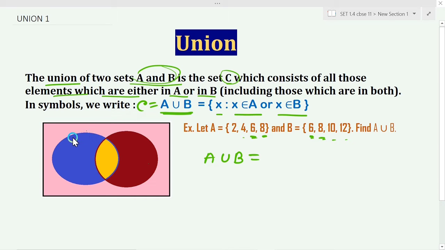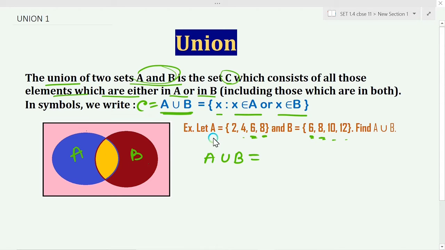If we consider the blue one as set A and the chocolate colored one as B, so this whole set is called A, and the whole brown set is called B. Now the yellow colored portion is the common area of A and B.